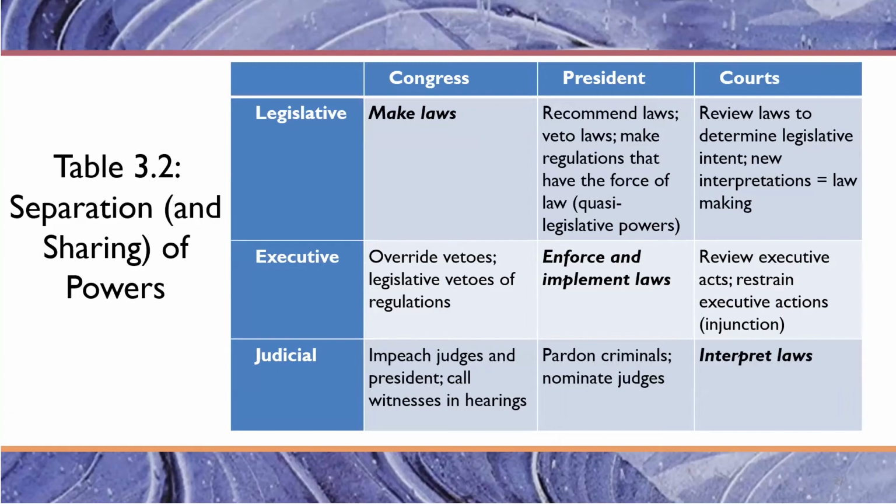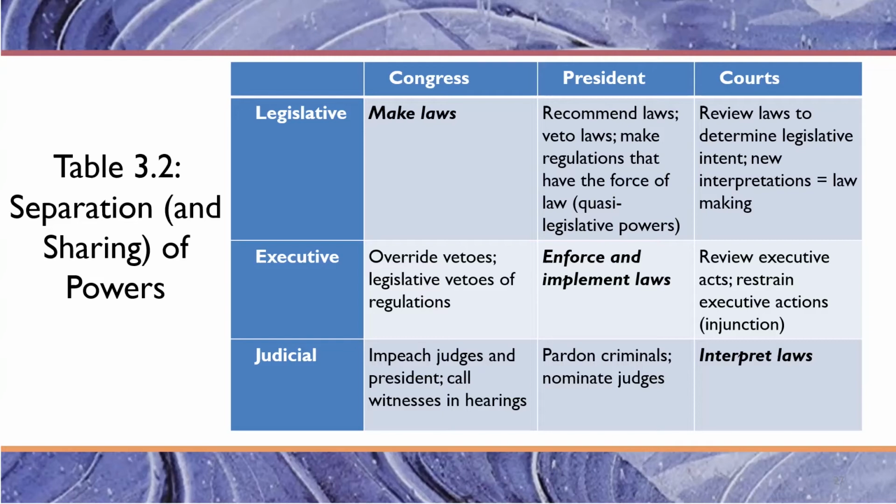Now, in this table, Table 3.2 in the book, I wanted to illustrate how the 3 powers, the legislative, the executive, and judicial powers, are both shared and separate. That's a subtle difference. A lot of us talk about the separation of powers, like there's this clear delineation between the powers of the legislative, executive, and judicial branches. But as you see in Table 3.2, that's really not the case.